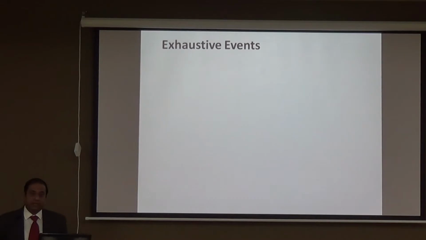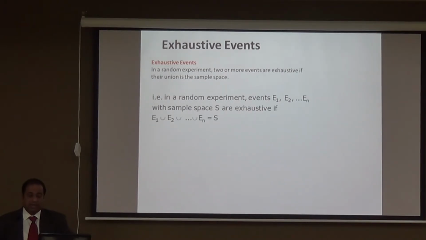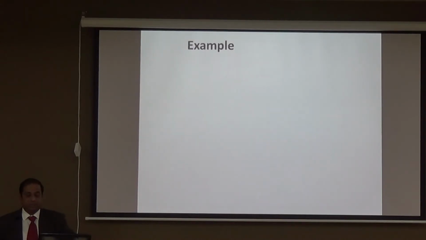Now we have another type, that is exhaustive events. In a random experiment, two or more events are exhaustive if their union is the sample space. That is, in a random experiment, E1, E2, E3 till En with sample space S are exhaustive if E1 union E2 union E3 and so on till union En is equal to the complete sample space. We take an example for this.